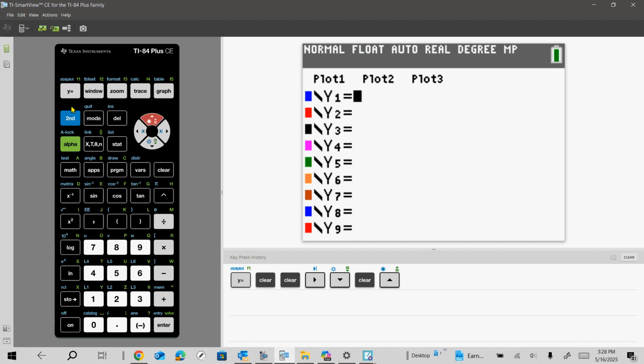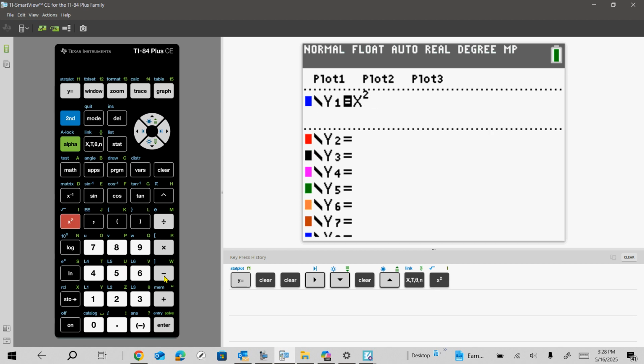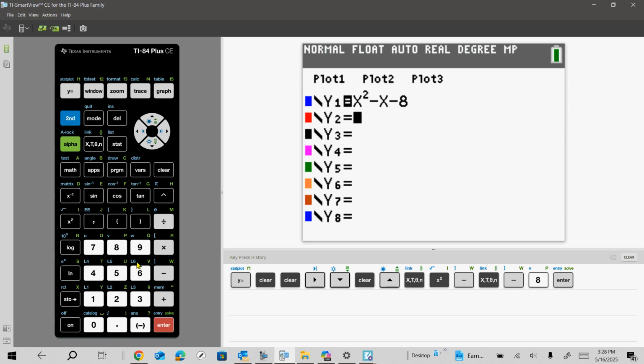So what we're going to do is type in our equation. We have x squared, which is over here by the 7, and then a minus x, that's right there by the alpha, and then minus 8, and it's equal to 0. We do want the other equation, y2, to equal 0, because we're going to look for the intersection of these two, of the graph with the x-axis.